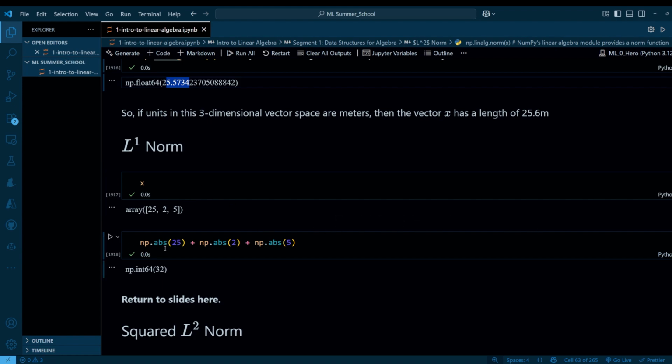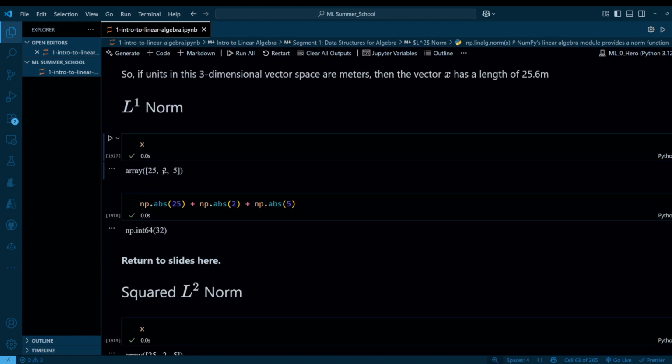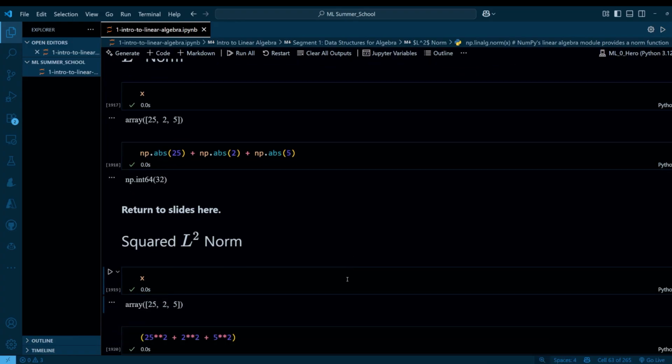That's it. So here you can see, when we had 25, 2, 5, what we do is we just take the whole value, 25, then 2, then 5. What do we have? 25 plus 5, 30, plus 2, 32. That's it. So that is basically the L1 norm. Now you can ask, why are we learning these norms? Well, I will mention that within a while. But after that, the squared L2 norm.